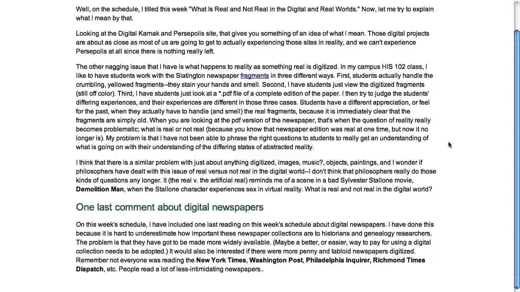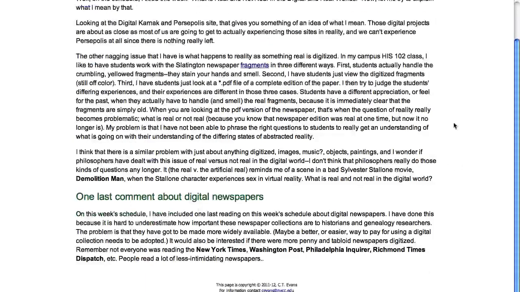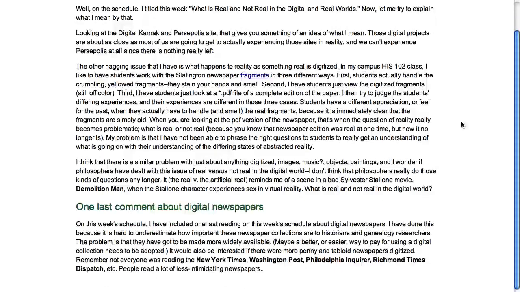And so what is real, what is not real? Clearly the fragment is real, but when we're dealing with the PDF version, is that real? Is it not real? Where exactly does that fit? And I'm still trying to get a grasp on that. I guess part of my problem is that I'm not quite sure what exact questions to ask students so that I can make more precise what is going on with students as they use digital materials versus real materials.